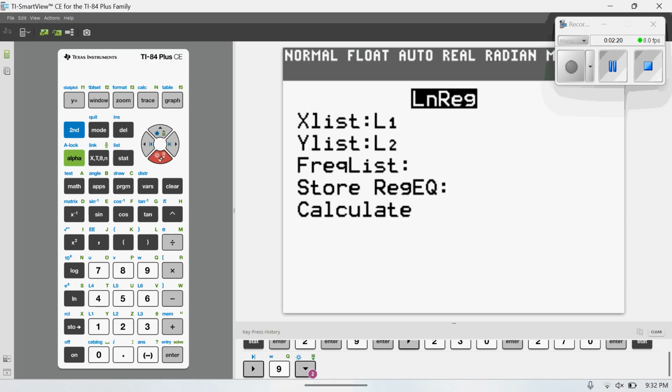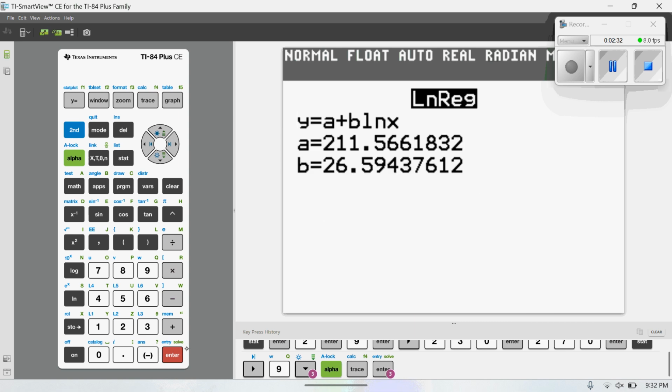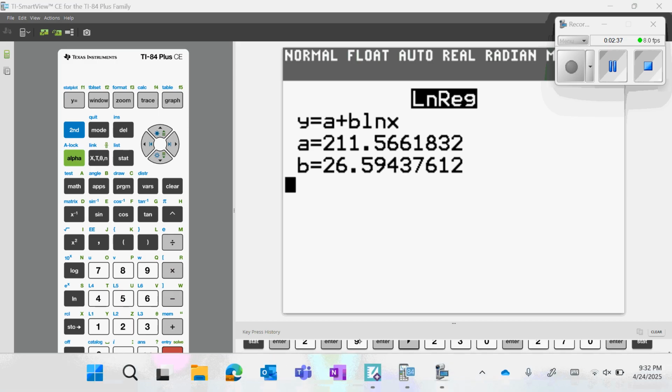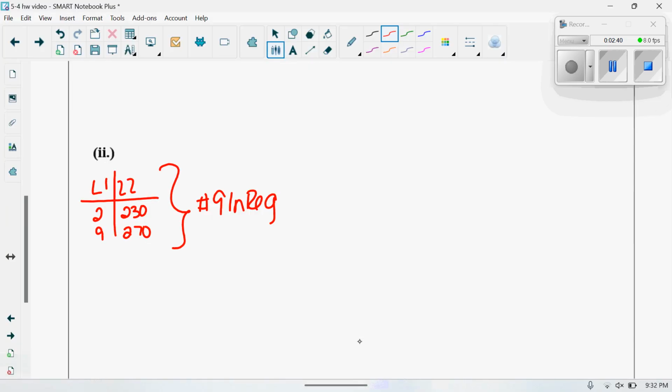L1 and L2 are by default. You are always going to store your regression equation because it's going to be extremely helpful in future parts of the question. So alpha trace, enter. Here's all of my information, so I'm going to copy this down. Remember that we're going to 4 decimal places and we are truncating. So A is equal to 211.5661 and B is equal to 26.5943.